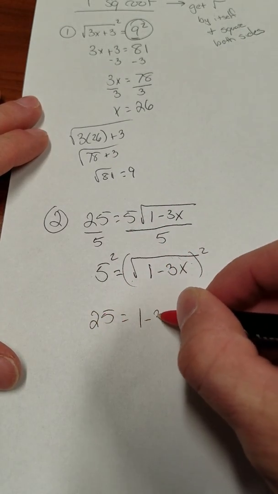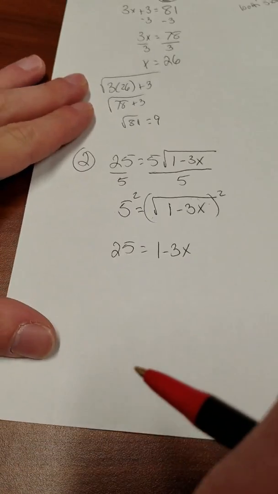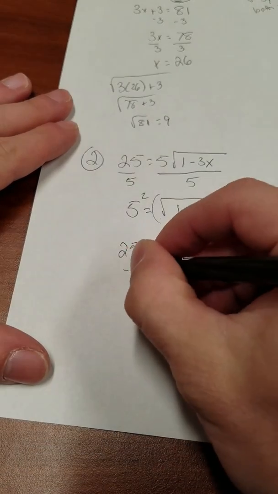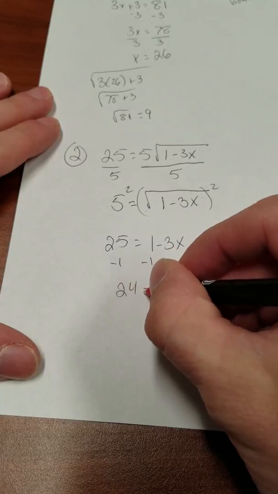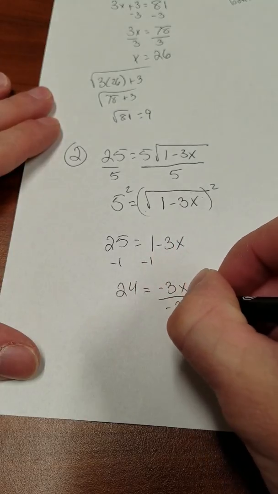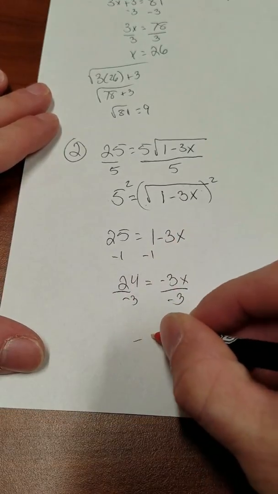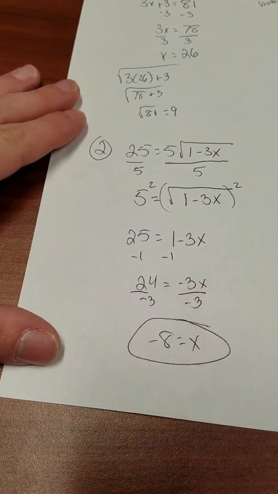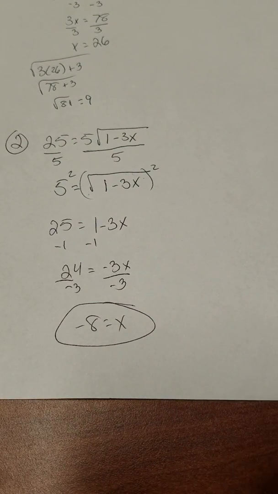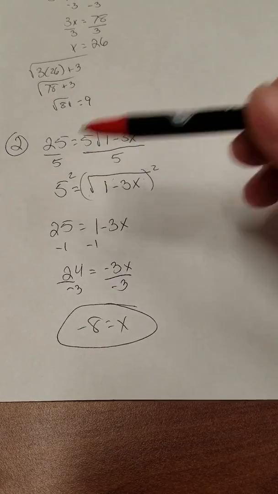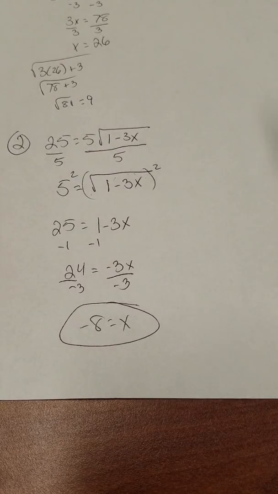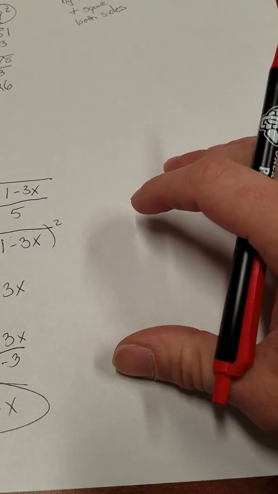25 equals 1 minus 3x. Subtract 1. 24 equals negative 3x divided by negative 3. Negative 8 equals x. And that is a fine solution. No problems there. X can equal a negative number. You cannot have a square root that equals a negative number. So x equaling a negative number, fine. Square root equals a negative number, not okay.